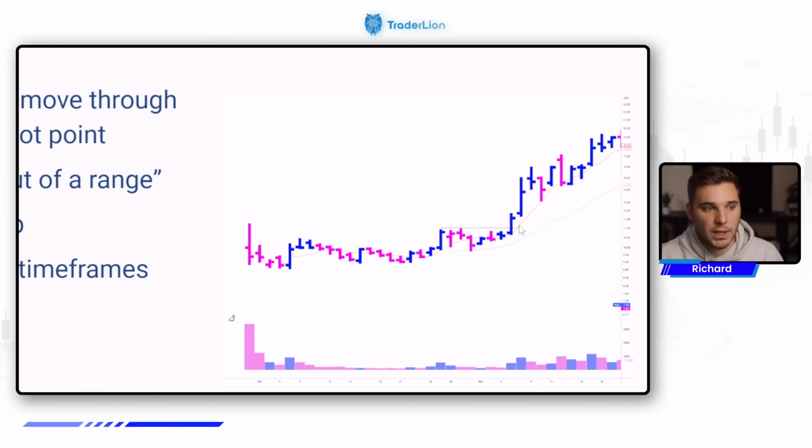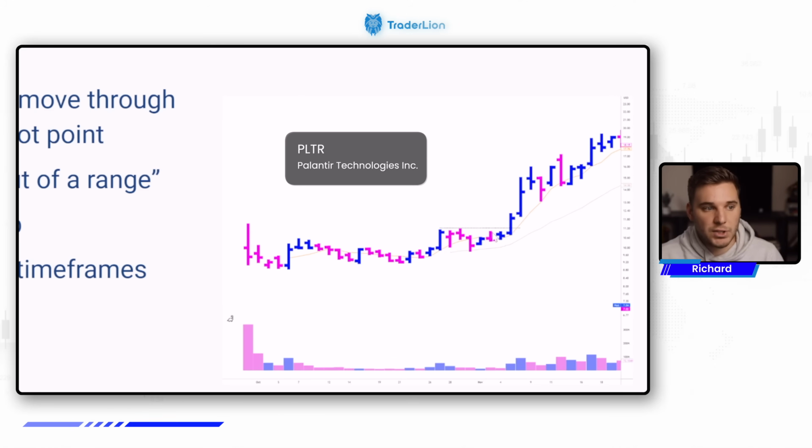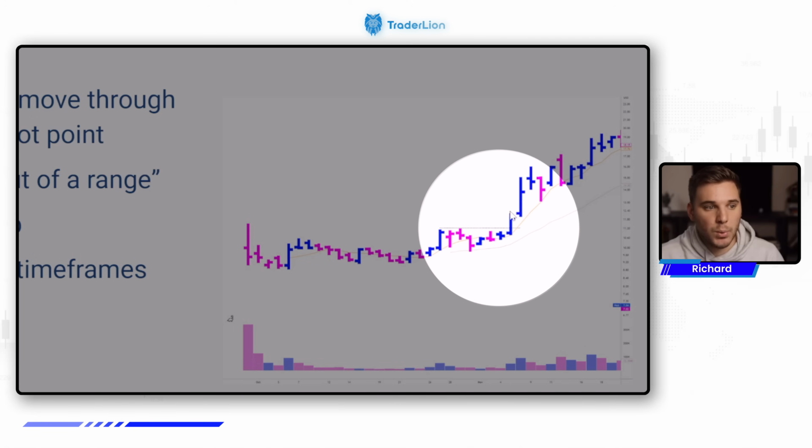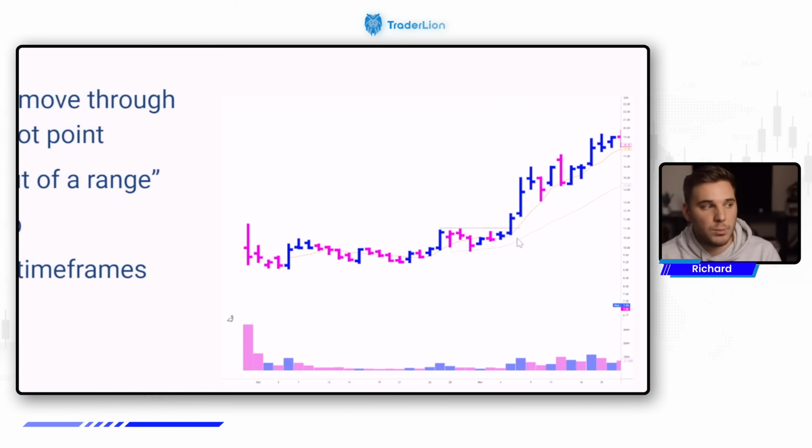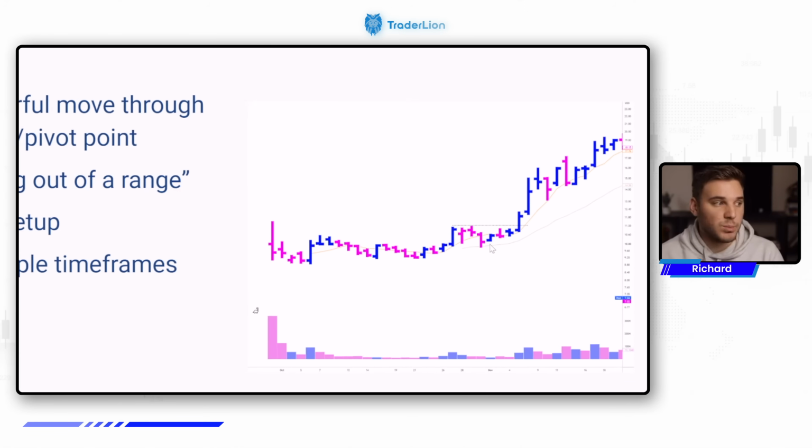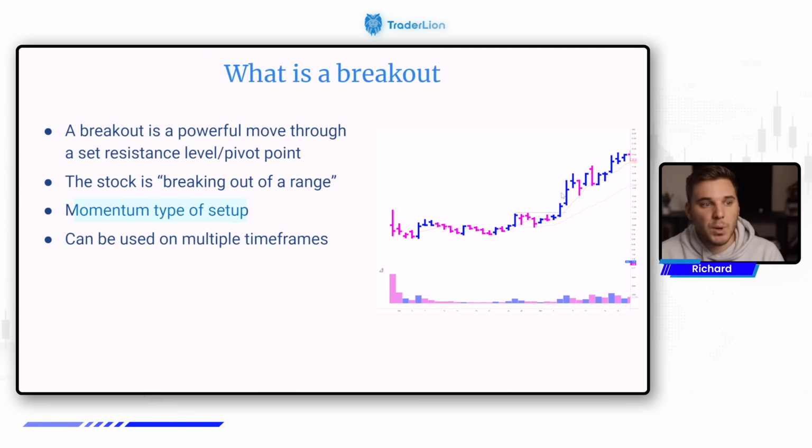This is an example over here with PLTR. We've got a range that's set within an overall longer term base, and we get a strong push through here on volume. And that's basically at its simplest form what a breakout is. So it's breaking out of this longer term range, and it starts a nice trend where we can make profit very quickly and ride that to higher prices. This is a momentum type of setup, and that is important to remember because this works best in trending environments, and we'll get into that in just a second.